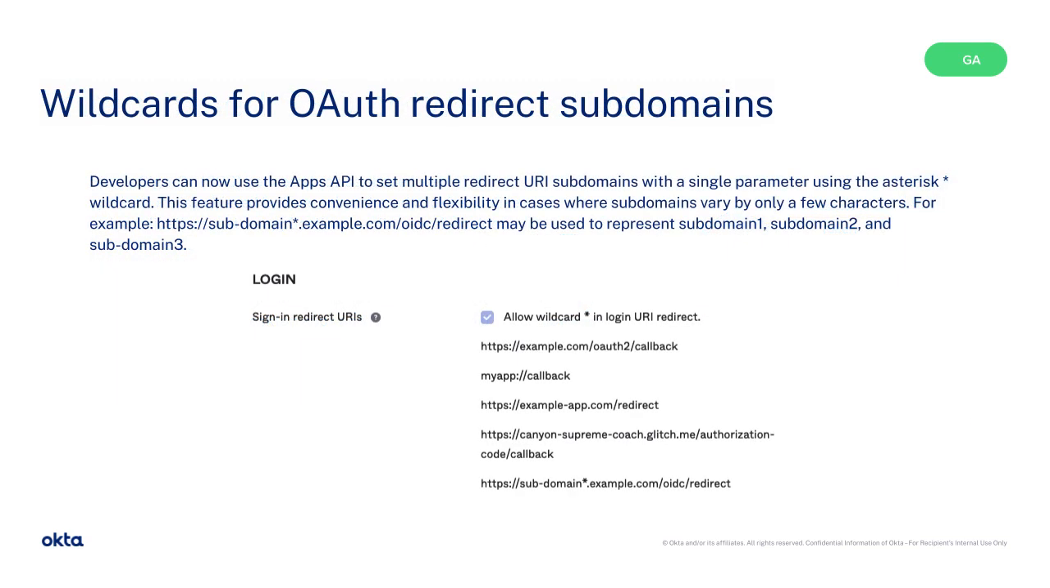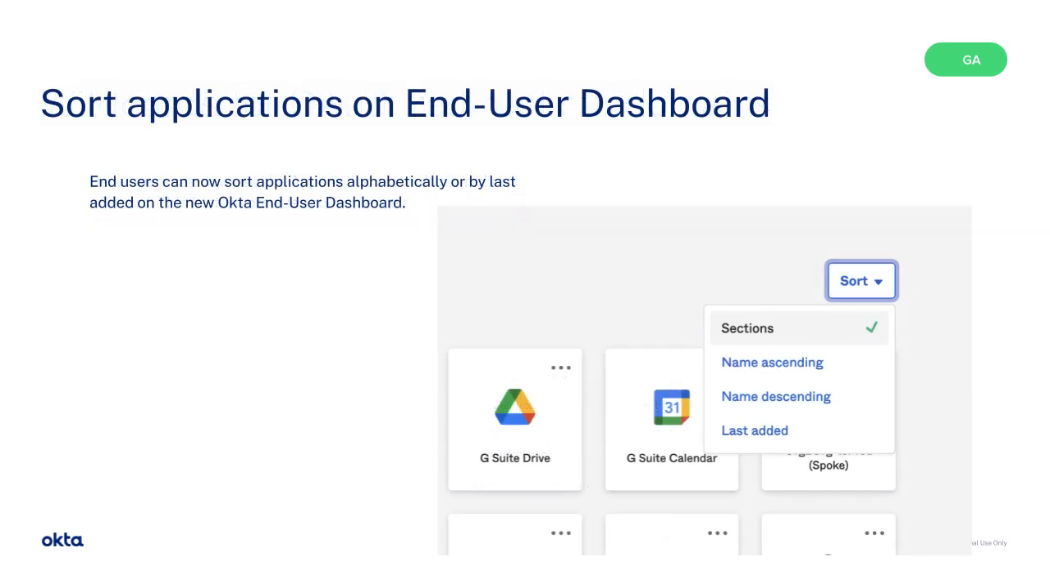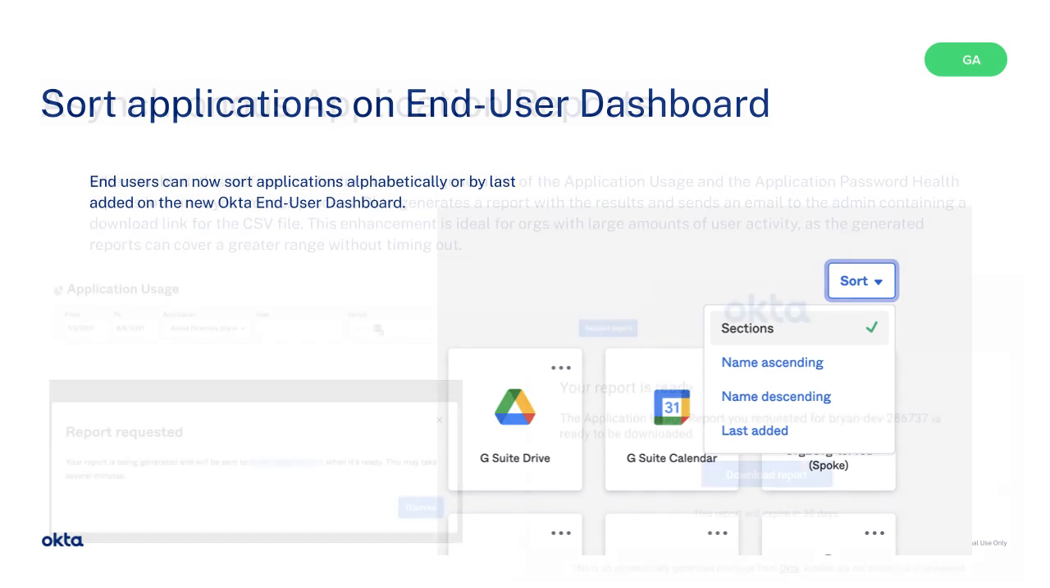Developers can now use the Apps API to set multiple redirect URI subdomains with a single parameter using the asterisk wildcard. This feature provides convenience and flexibility in cases where subdomains vary by only a few characters. Now, end users can sort applications alphabetically or by last added on the new Okta End User dashboard.